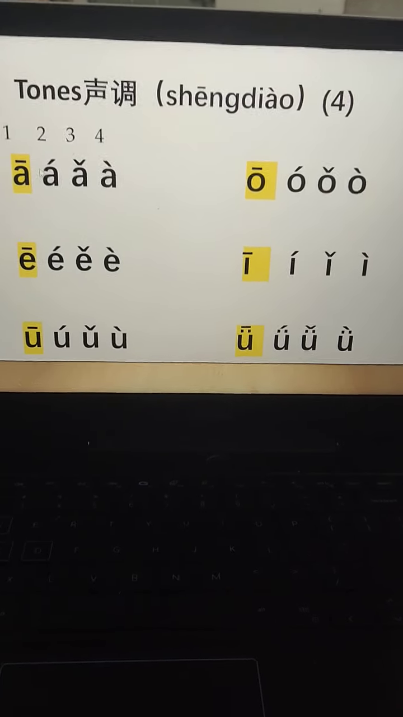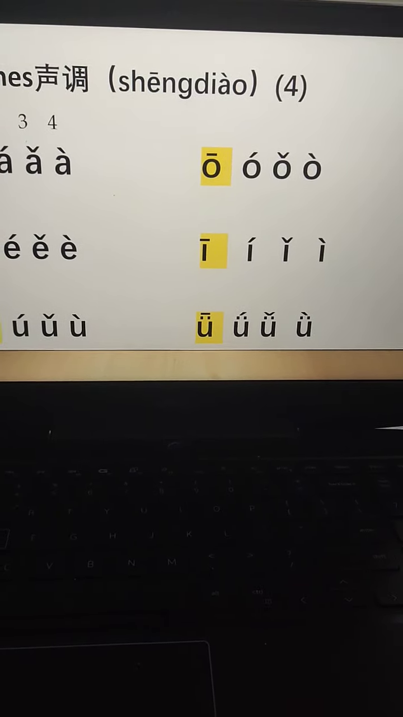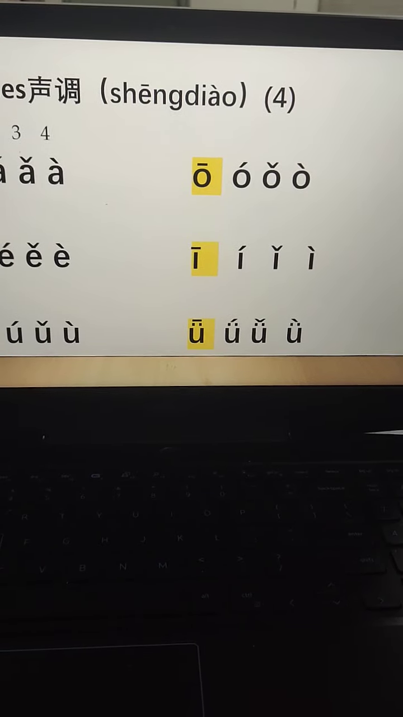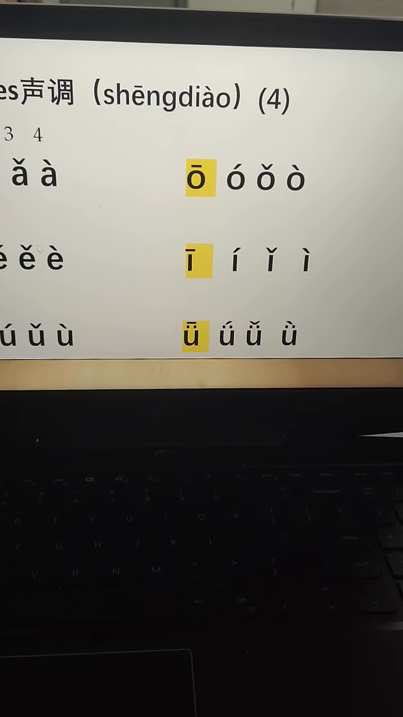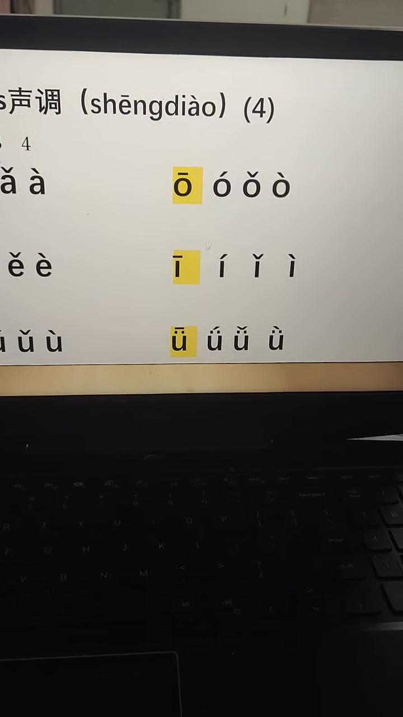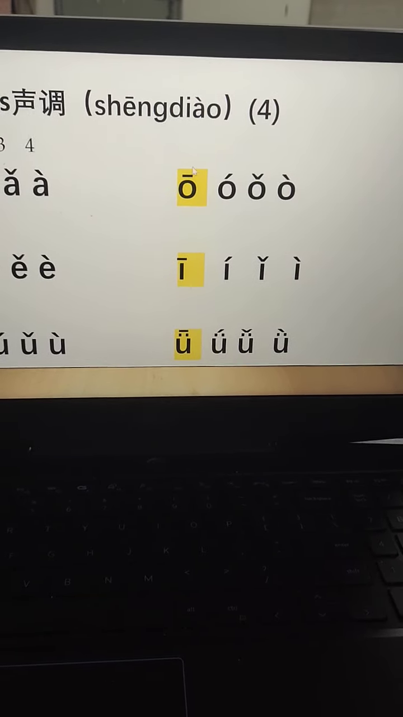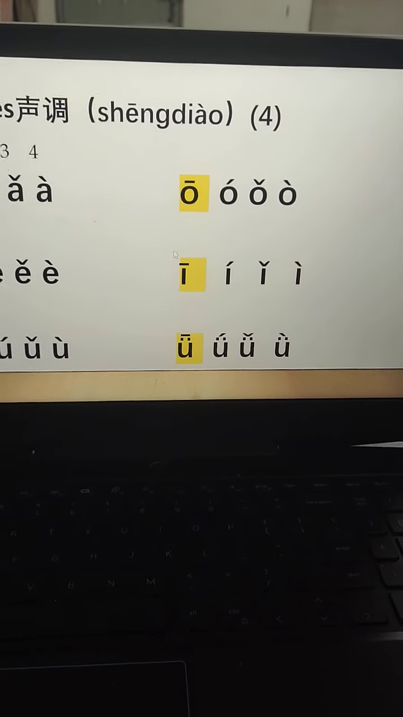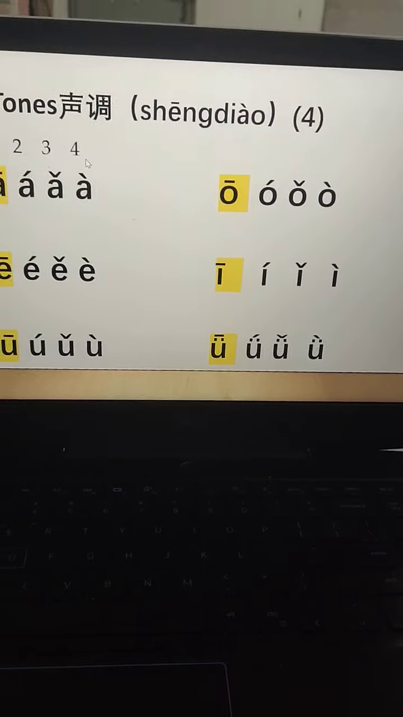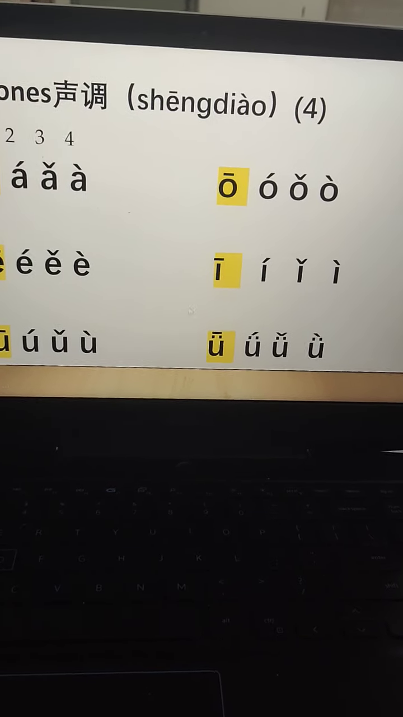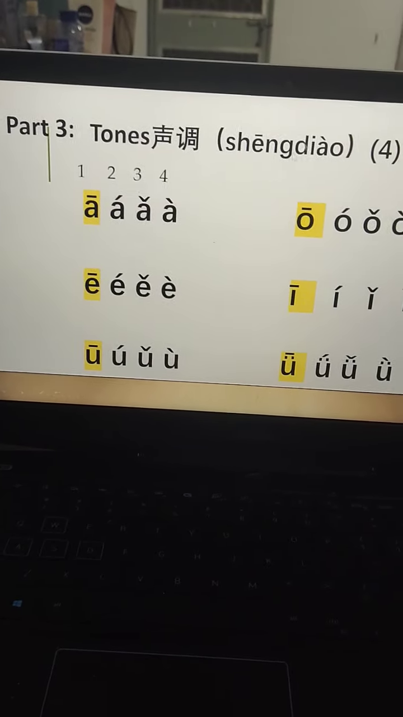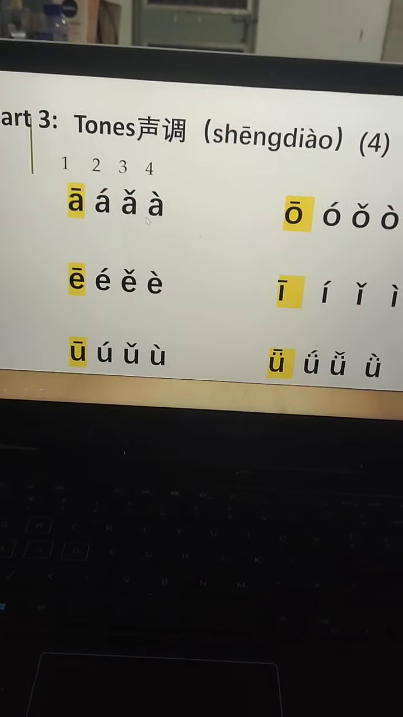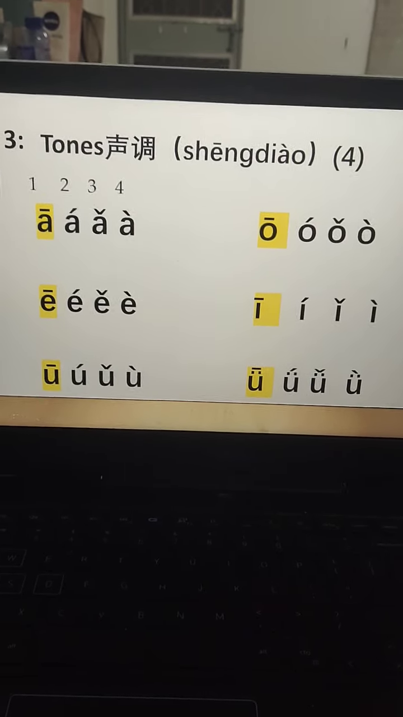Okay, so you see all the tones are put here, okay? You cannot put the tones on the initials. These are all finals, right? All finals. The tones should be put above the finals, okay?